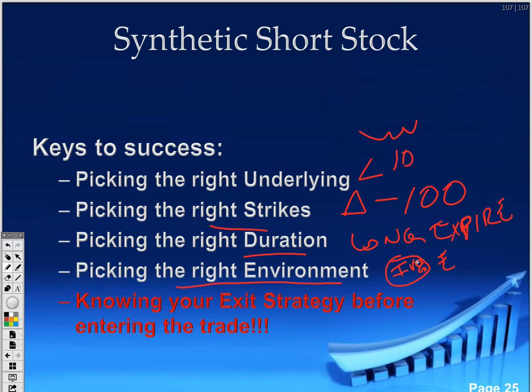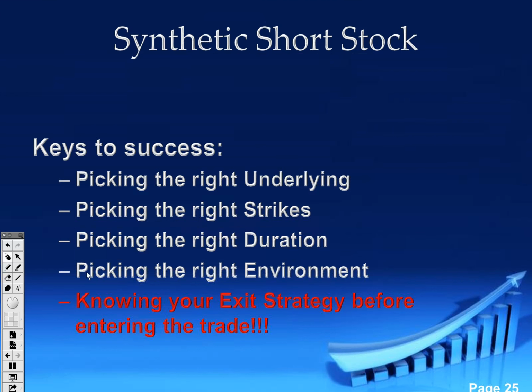Somebody asked about earnings. That's going to be up to you if you're going to ride it out through earnings. Usually with this one, you are long-term bearish. Like with me, I would be long-term bearish. And an easy one to pick on would be Tesla. All right. And knowing your exit strategy before entering the trade.